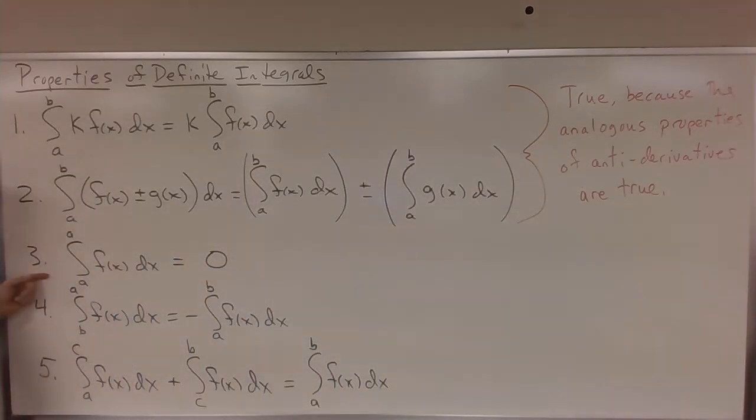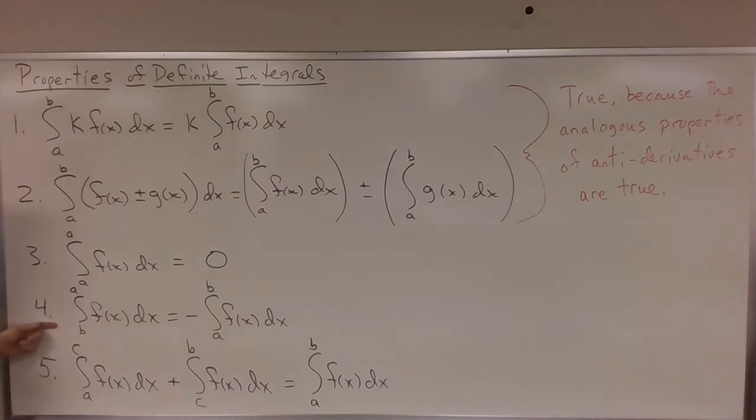Now for properties 3, 4, and 5, there are no analogous properties for antiderivatives. Notice here the upper and lower limits of integration are the same, and this integral is going to be 0. If the upper and lower limits of the integral are equal, then the value of the integral is 0. We will not prove this today. This will be one of our final exam exercises.